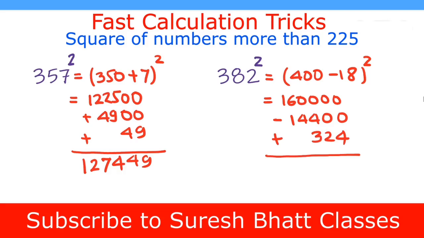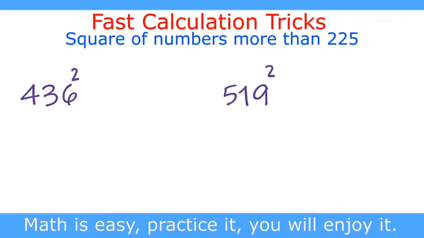160,000 minus 14,400 is 145,600, plus 324 is 145,924. So the square of 382 is 145,924, which is 1,45,924, or 145,924. Our next question is 436 square.